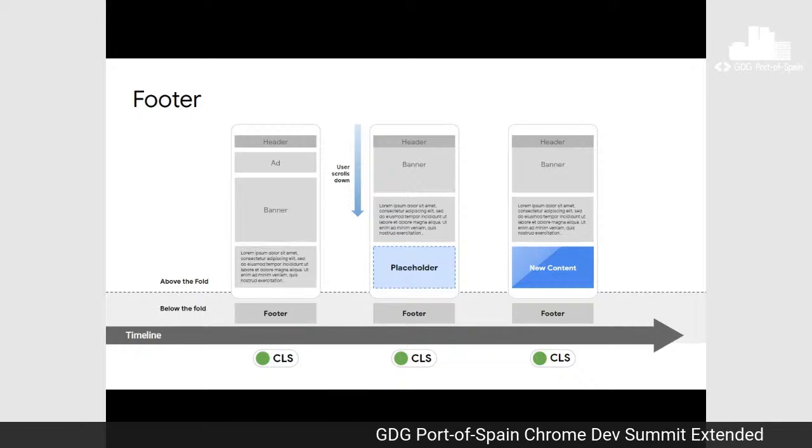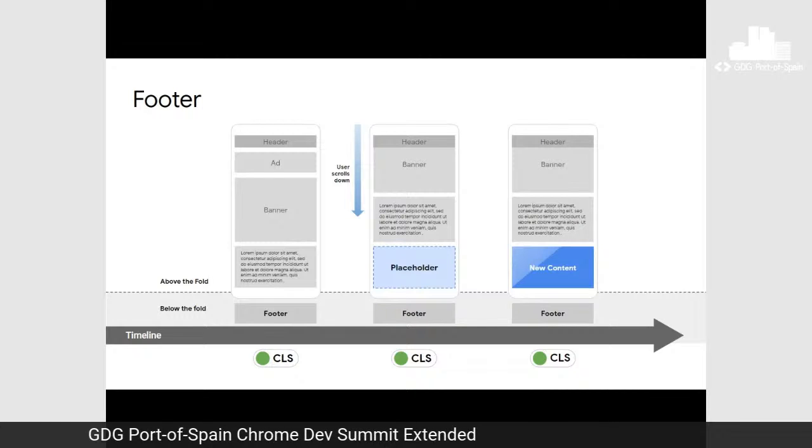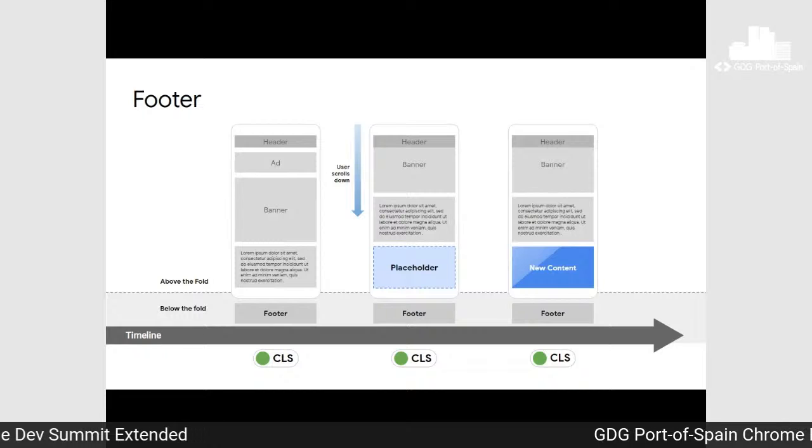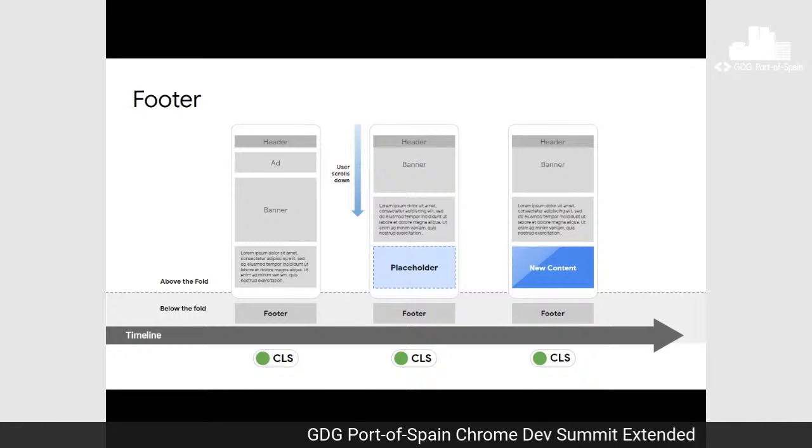You can use skeletal UI placeholders, remove the footer from the bottom of the page for infinite scrolls, or prefetch the data and images for the full content so that by the time the user scrolls toward it, it's already there.